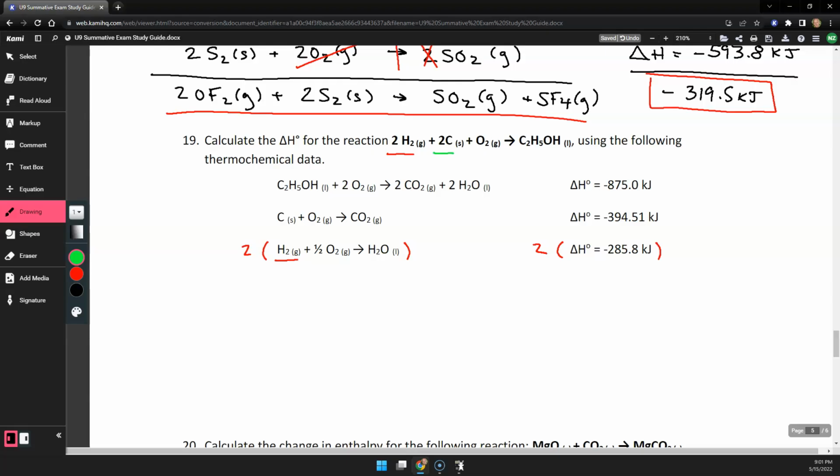Okay, our carbon is here, but we need 2 of them. So let's multiply that by 2. It is on the correct side though, so we don't need to flip it.